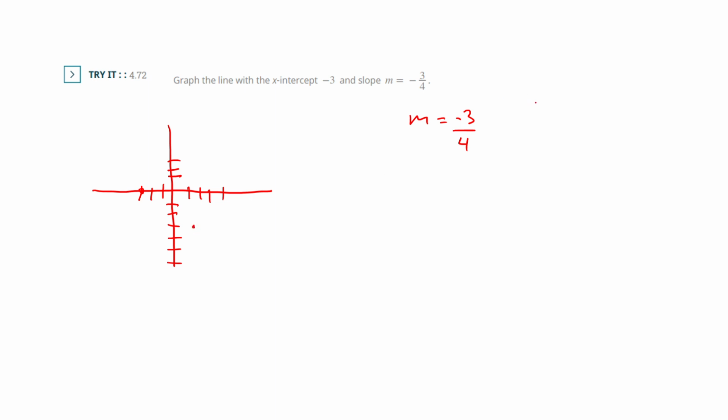Yeah, let's do it then. So suppose we had done it the other way. I would have gone up 3, 1, 2, 3, and back 4, 1, 2, 3, 4. I didn't show the lines, but remember it works either way, and we'd create that line.